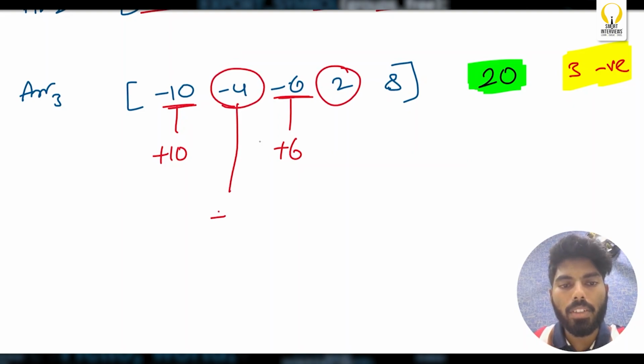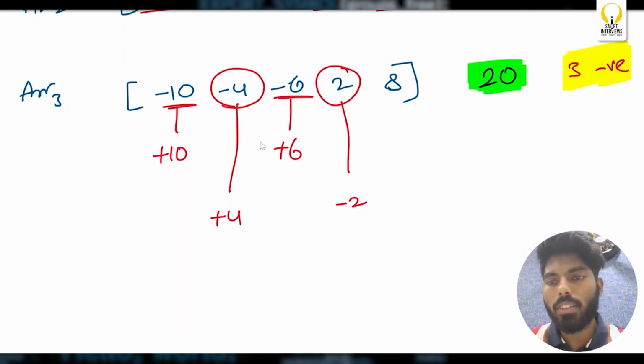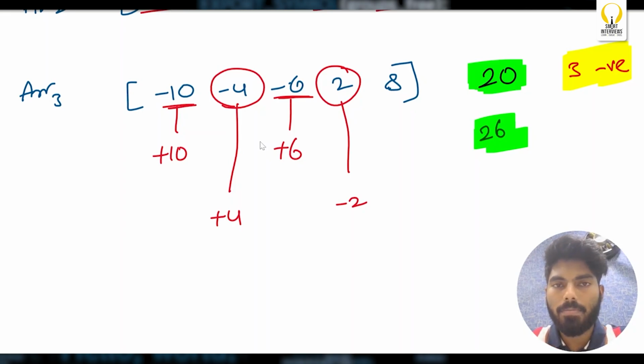If I do this operation, I will make this plus 4 and I will make this minus 2. Now what is the sum? 10 plus 4 is 14, 14 plus 6 is 20, 20 plus 8 is 28, 28 minus 2 is nothing but 26. So can I simply take 26 as my best answer? Yes. Is there any better answer than 26?